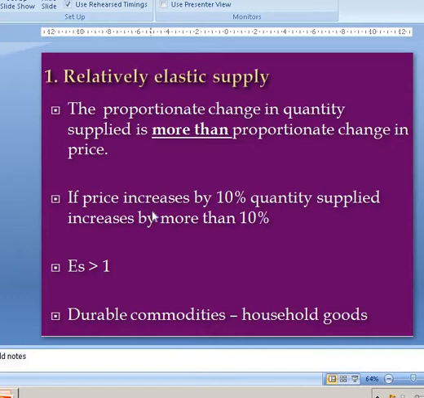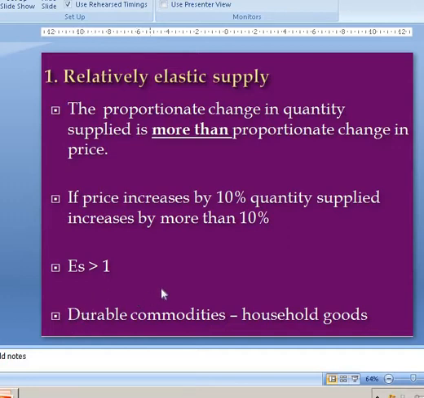So therefore, since your percentage change in supply will be larger as compared to the percentage change in price, the value of ES, which is elasticity of supply, will always be greater than 1. Now this happens because your numerator, which is your percentage change in supply, is greater than your denominator, which is your percentage change in price.